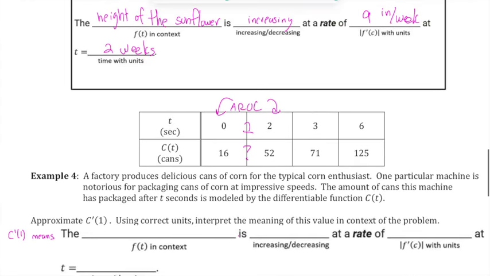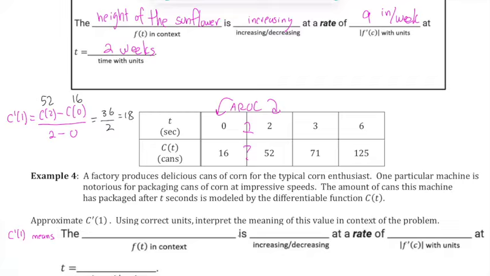So I'll do work over here. Okay, so C of 2 is 52. So this will be 52 minus C of 0, which is 16, over 2 minus 0. So that's 52 minus 16 is 32 over 2. I'm sorry, I can't do math. That is 36 over 2. And that equals 18.